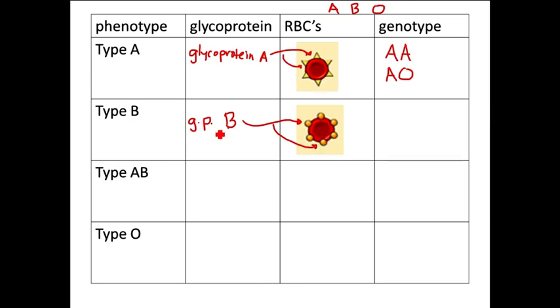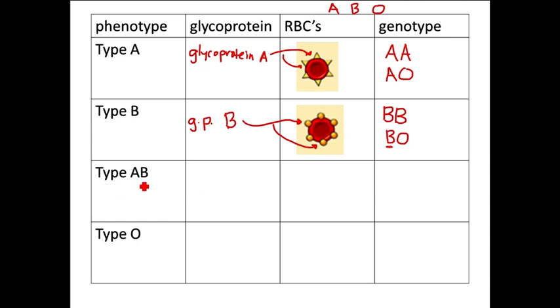So someone who's only making glycoprotein B must have one copy of the B allele. And just like with type A blood, they could be homozygous for that allele, or they could be heterozygous with the recessive allele. For the same reason, someone who has just one copy of the big B allele will still have the glycoprotein B, regardless of whether or not they have a B or an O on their other allele. All right, so those ones are pretty straightforward.